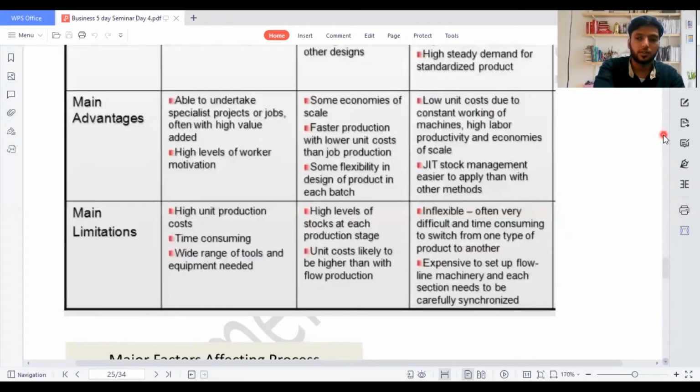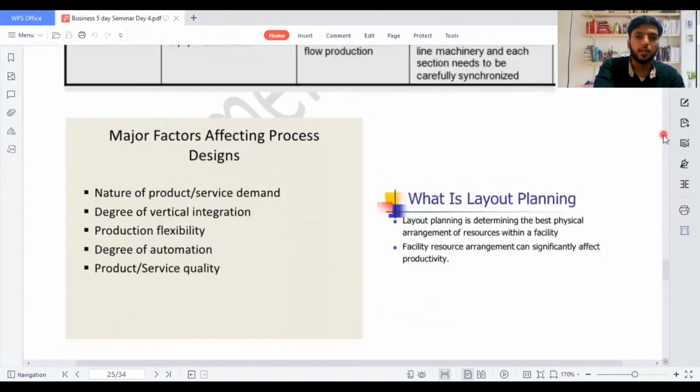We have layout planning. Major factors affecting process designs: what are the things which actually affect process designs? Nature of product or service demand, the degree of vertical integration, production flexibility, degree of automation, product or service quality. Rather than saying major factors affecting process design, I can say factors to consider.